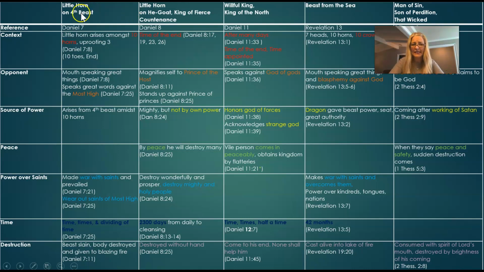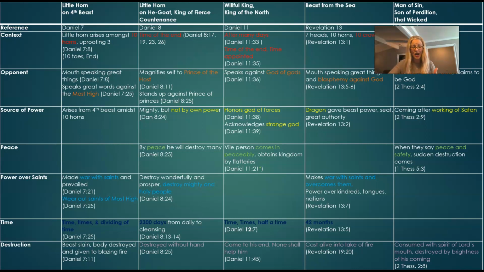The little horn on Daniel's fourth beast, recall, arises among 10 horns, uprooting 3. Remember, the 10 horns on Daniel's fourth beast were parallel to the 10 toes of Nebuchadnezzar's statue. Remember, it was during the time of the toes that the rock not cut out with human hands comes and smashes the statue and becomes a great mountain filling the whole earth. That rock is Christ. That rock represents his millennial kingdom. So because the time of the 10 toes is pointing to the time just before the return of Christ, we know that the 10 horns on Daniel's fourth beast are also pointing to the time of the end.